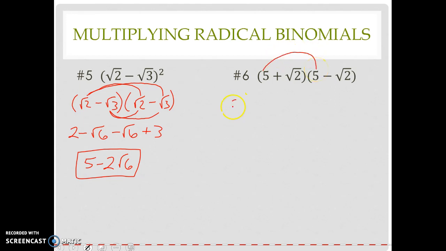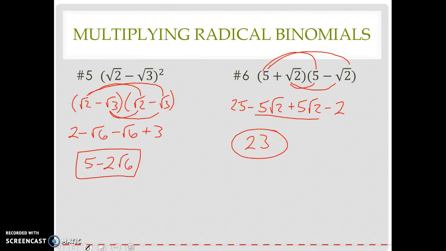5 times 5 gives me 25. 5 times negative radical 2 is negative 5 radical 2. Then positive radical 2 times 5 is positive 5 radical 2. And positive radical 2 times negative radical 2 is negative radical 4, which is negative 2. So we have 25 minus 2, which is 23. And then my positive and negative 5 radical 2's cancel each other out, and my final answer is just 23.